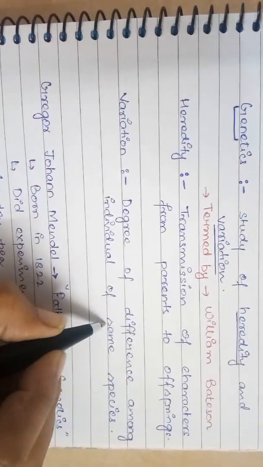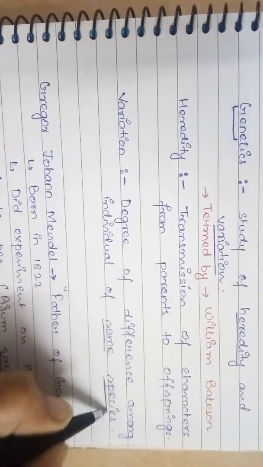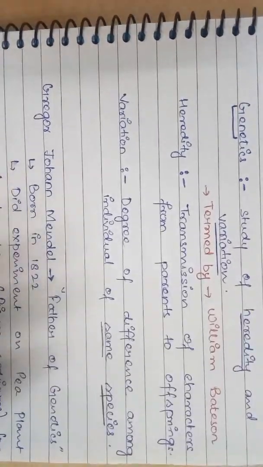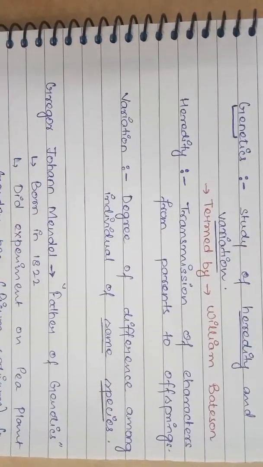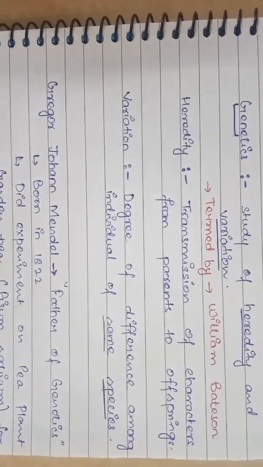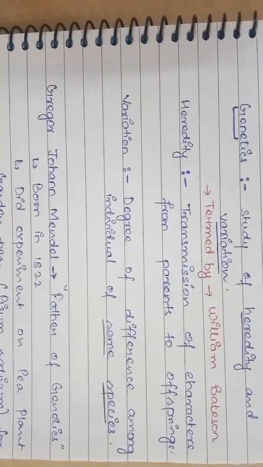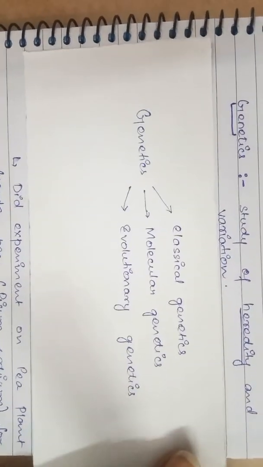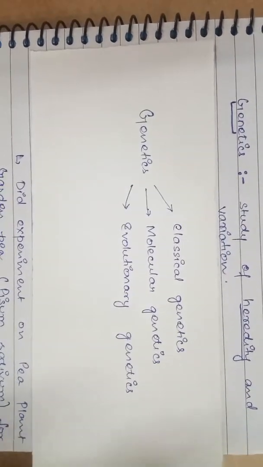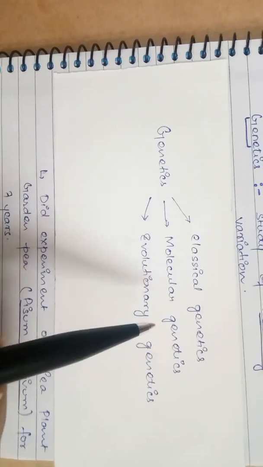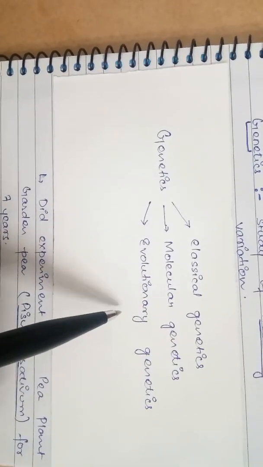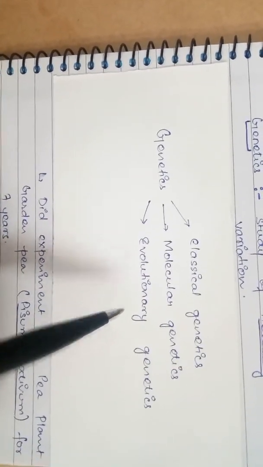Over here the term same species is very important. The species has to be the same. When we are talking about variation, we keep the species the same. Now another thing is that when you study genetics, it is generally divided into three categories. One is classical genetics, another is molecular genetics, and the third is evolutionary genetics.